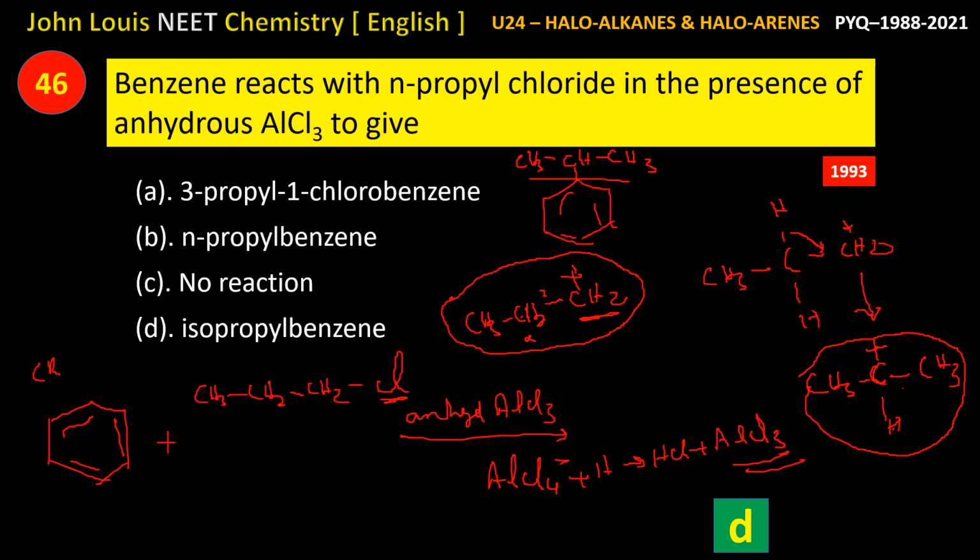So here this CH3, CH, this isopropyl carbocation, will be attacking the benzene here and creates a bond, and this hydrogen will be substituted. That hydrogen only will combine with the AlCl4 minus ion, forms HCl and gives back the original aluminium chloride. Hope you have understood it very clearly. Therefore here the correct option is option D, isopropyl benzene.